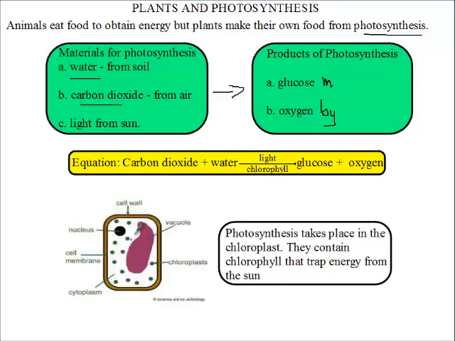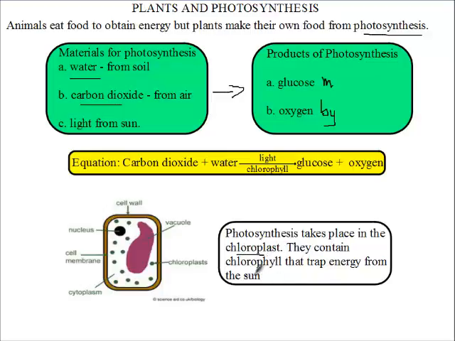These palisade cells contain lots of chloroplasts, and that is the main site for photosynthesis. So photosynthesis takes place in the chloroplast. So when you have a cell that has lots of chloroplasts, clearly that cell can undergo photosynthesis. So the main site for photosynthesis is the chloroplast.